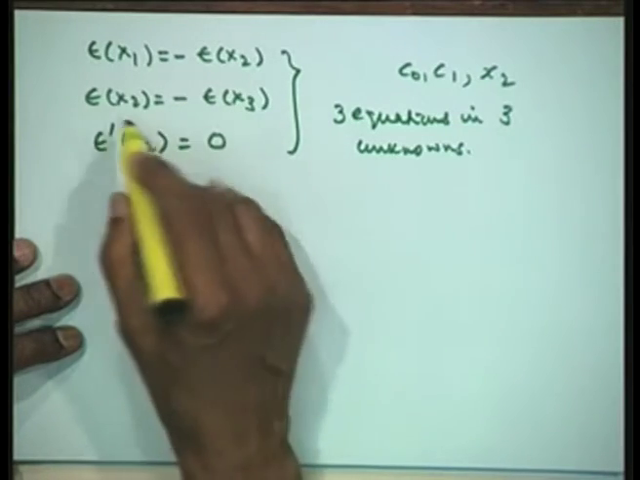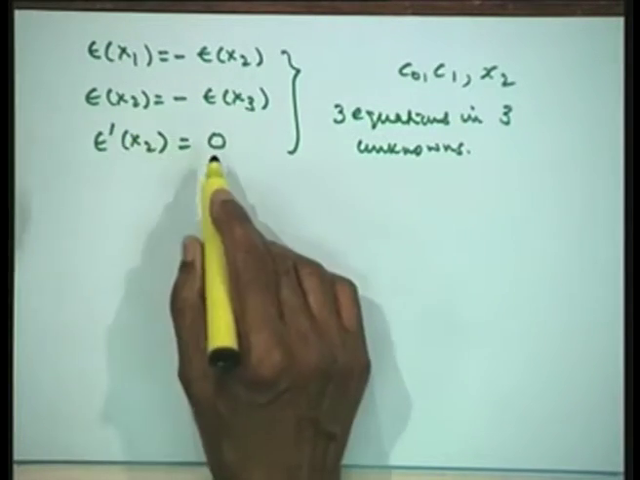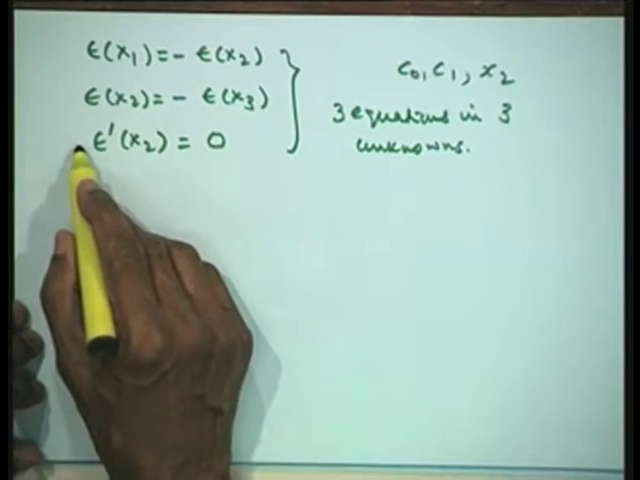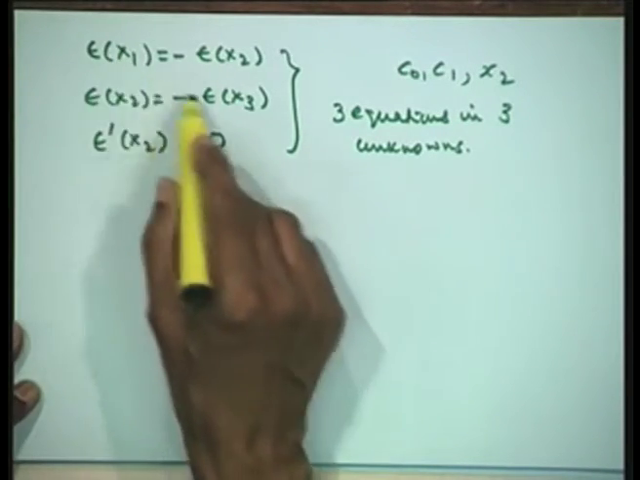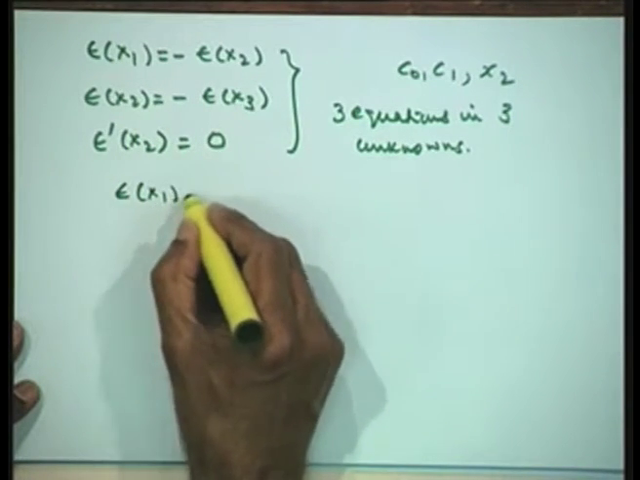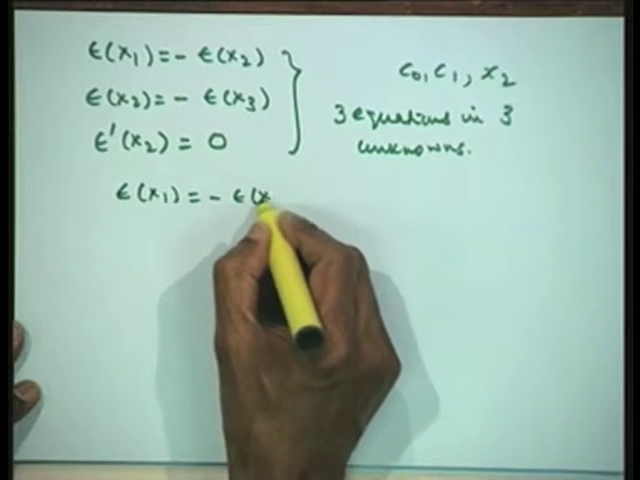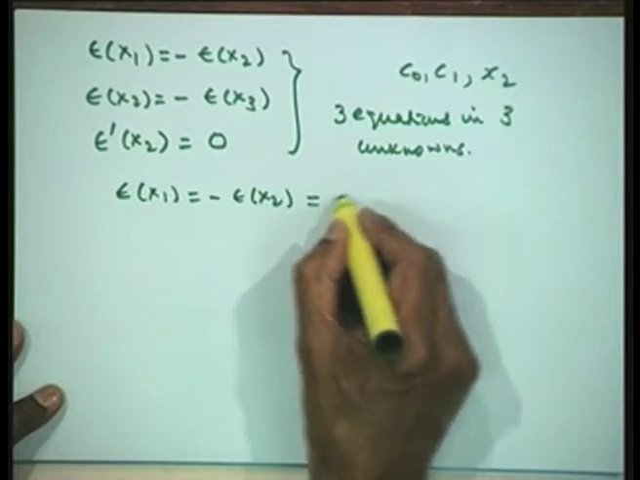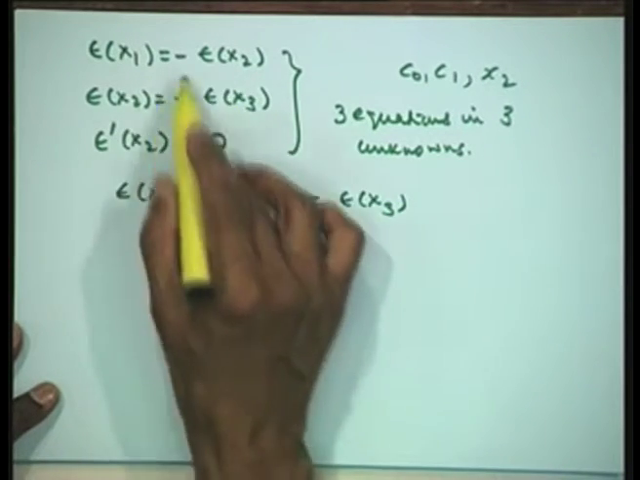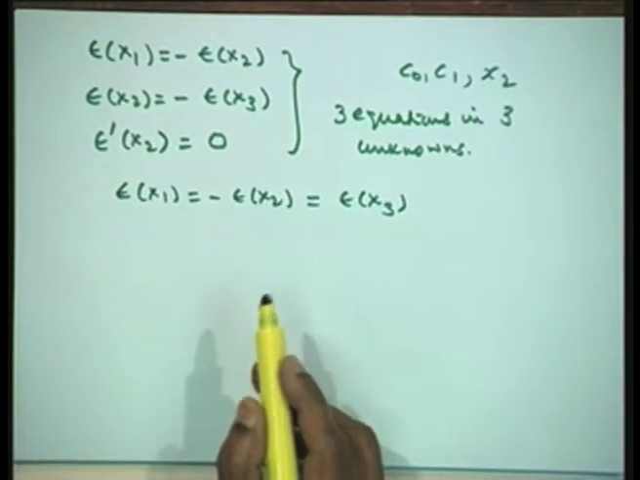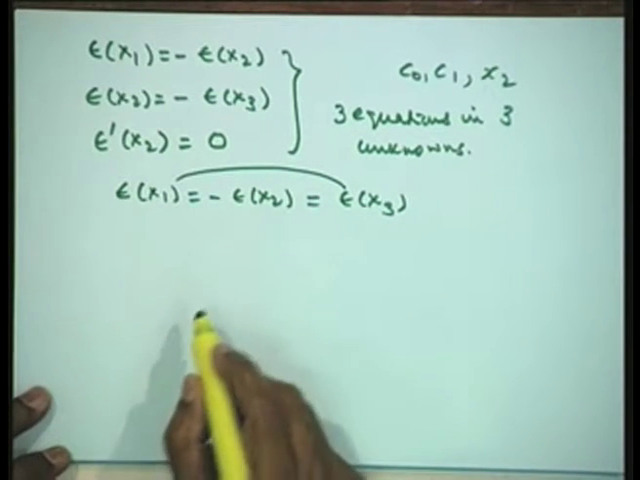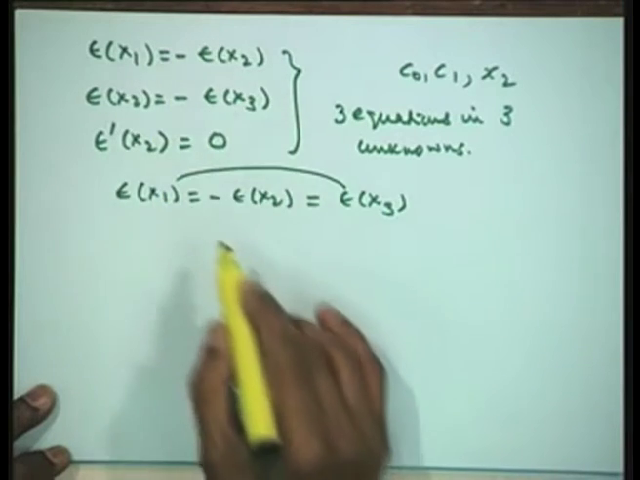Now, we can solve this, however, this is going to be nonlinear equations. However, there is a simple way of solving them, because this equation is going to be simpler than this. If you look at these first 2 equations, interestingly it will be epsilon x 1 is equal to minus epsilon x 2, and the next equation is epsilon x 3. I just combine the 2 equations.